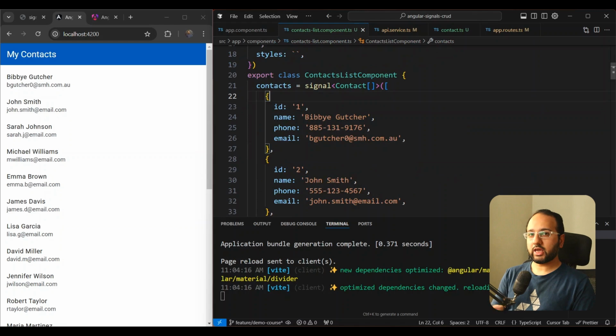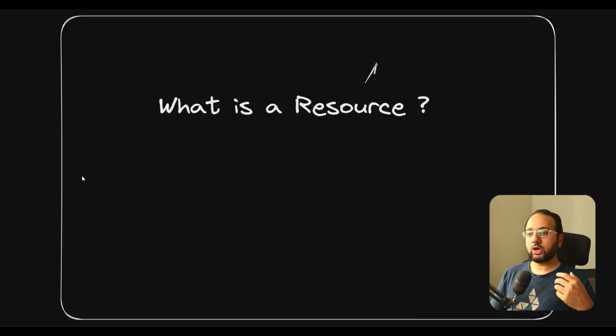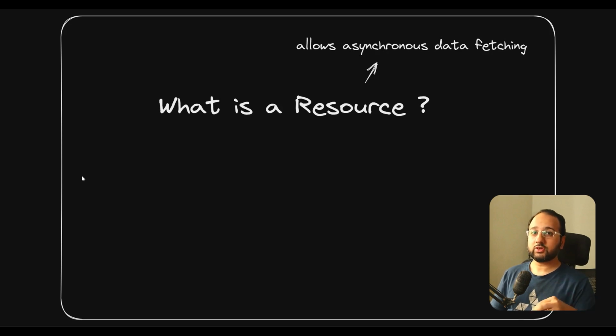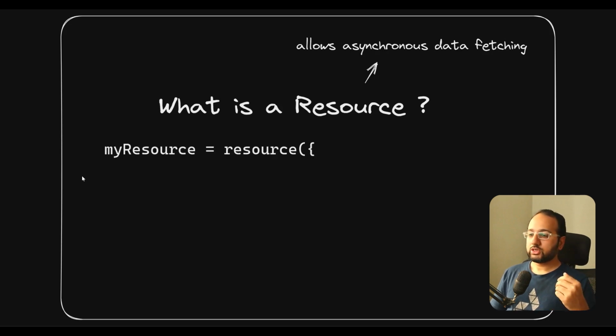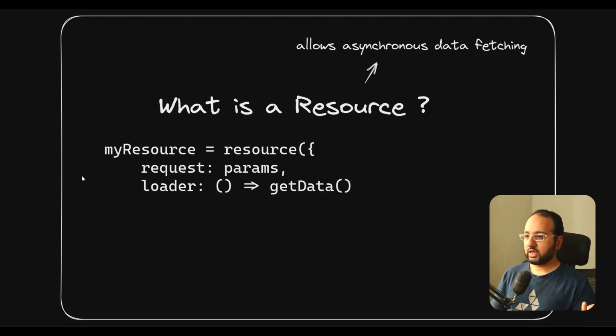Okay, so how do we actually use the API service or any other asynchronous resource? To do that, we will need to go back to what is a resource in the signals world. Okay, so what is a resource? Now, a resource is asynchronous data fetching, in other words. So it allows asynchronous data fetching in our signal based application. All right, so the syntax for that is very basic, and you have a resource as a function, and then within that, you give some config parameters. There are basically just two things that we can give. The first is a request, and the second is a loader.